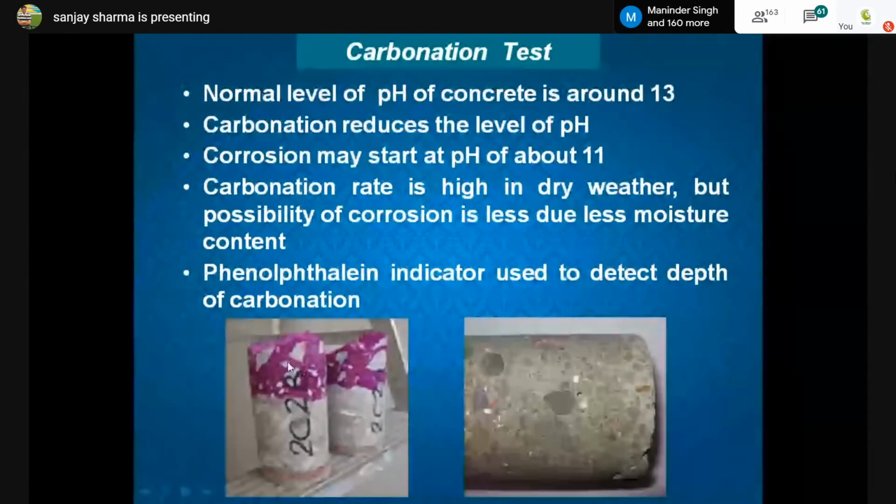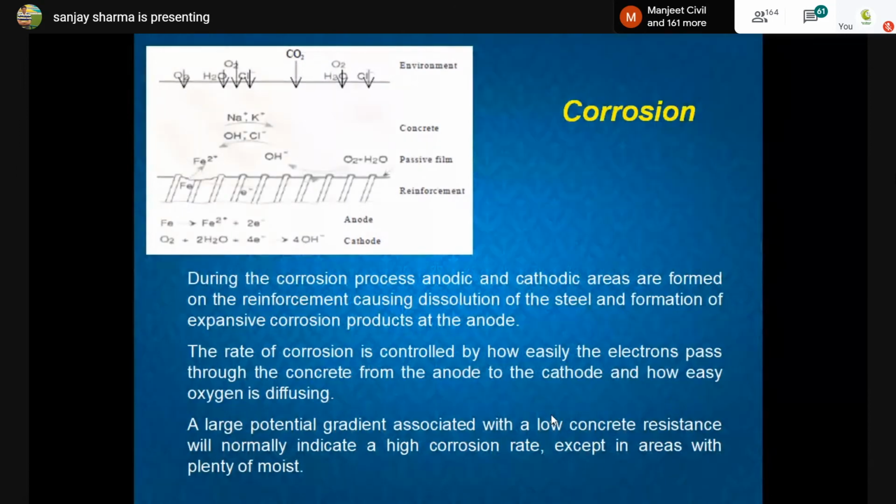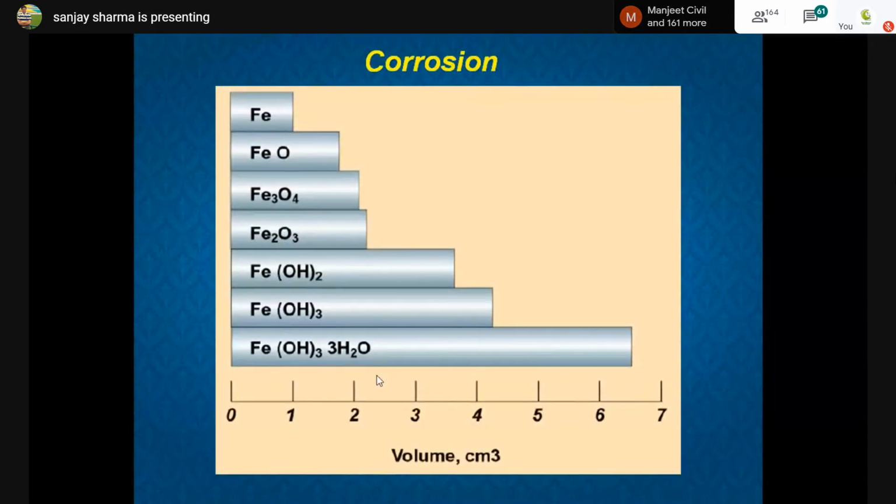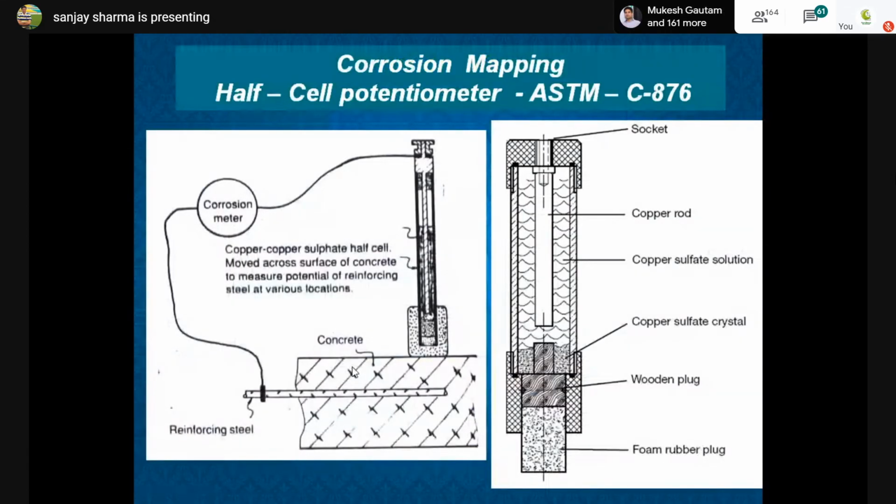If you spray it on the concrete and it becomes colorless, it is carbonated; if it gives a pink color, it is not carbonated. This is a simple test. Why does corrosion occur? I am not going into detail on this. But as ferrous changes due to reaction, ferrous converts into ferric, and corrosion starts in any structure. So this is the carbonation test.